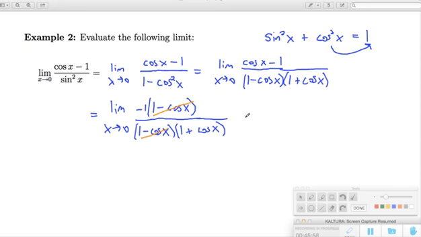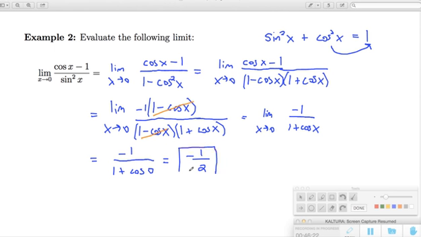So this is equivalent to the limit as x approaches 0 of negative 1 only over 1 plus cosine of x. Now, let's try to plug in for x equals 0 and see if we get lucky. Well, remember that cosine of 0 is just 1. So we got a limit. Nothing is undefined, no problem. And so the limit of this particular complex function actually ends up just being negative 1/2.